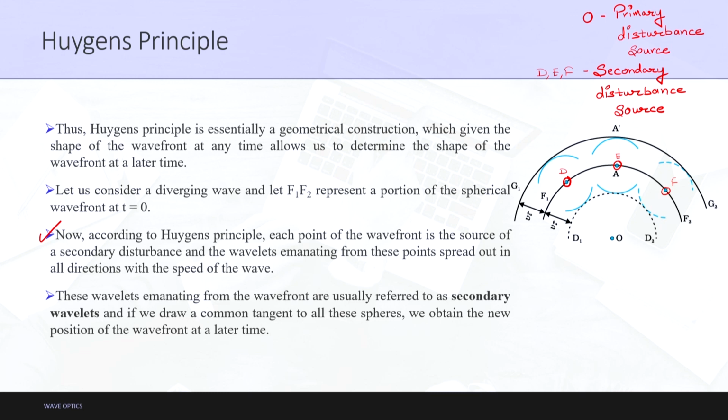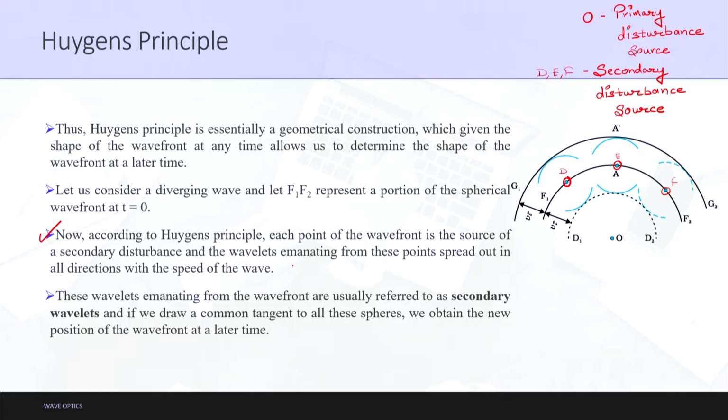So, what does this say? Let me iterate again. According to the Huygens principle, each point of the wavefront is the source of a secondary disturbance. From the secondary disturbance source, a small secondary wavelet is formed, and the wavelets emanating from these points spread out in all directions with the speed of the wave. So, as you can see, this blue color is nothing but secondary disturbances. These wavelets emanating from the wavefront are usually referred to as secondary wavelets.